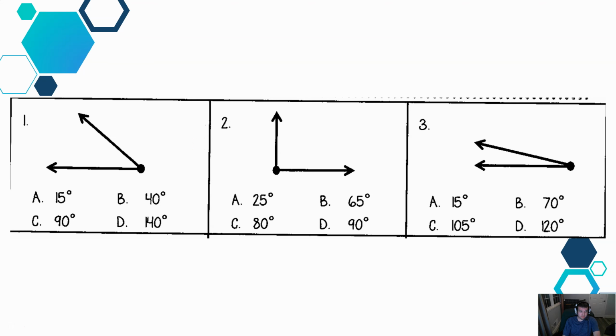Alright, here we go. Question 1. First, identify, is it acute, right, obtuse, or straight? Okay, and I want you to literally just write one of those letters somewhere in the white space. So in this case, we would say it's an acute angle because it's less than 90 degrees. I want you to actually draw that where the 90 degree mark would be, to make that perfect right angle. Now, if it's truly acute, it definitely can't be 90 degrees exactly because that would be right. And it can't be 140 degrees because that's obtuse. So we're only left with 15 degrees or 40 degrees.